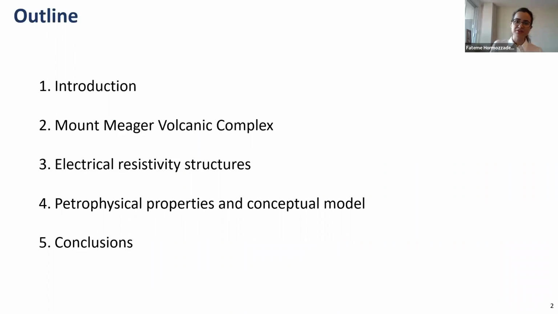So to give an overview of the talk before going to the presentation, I'm going to start with an introduction on geothermal energy. Then I'll talk about the Mount Meager Geothermal Complex and why this area was selected for this study. And in the rest of the talk, I'll discuss the results and how we can interpret them for geothermal studies in the area.